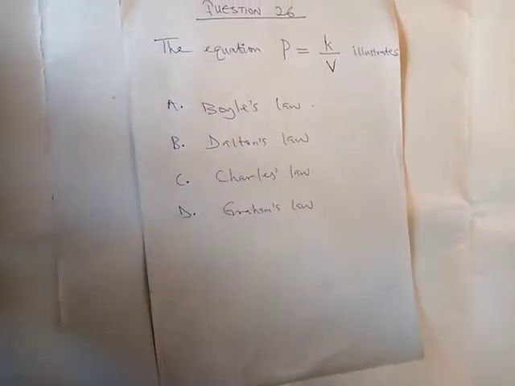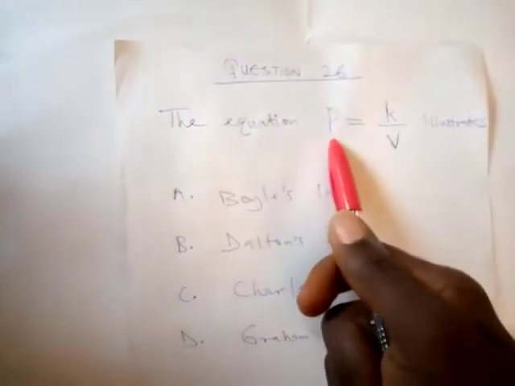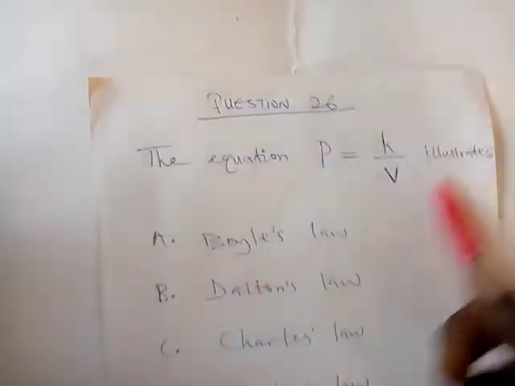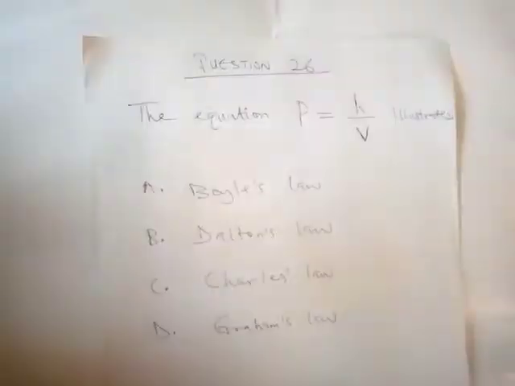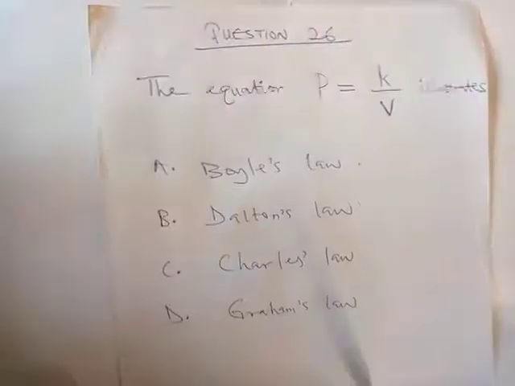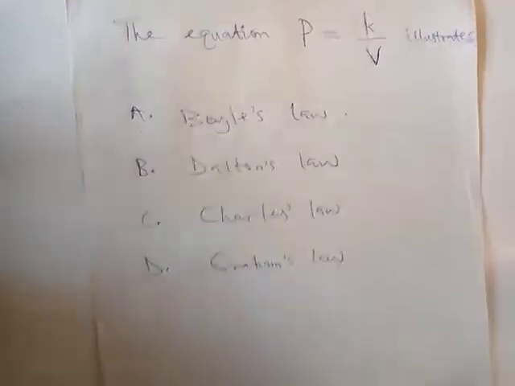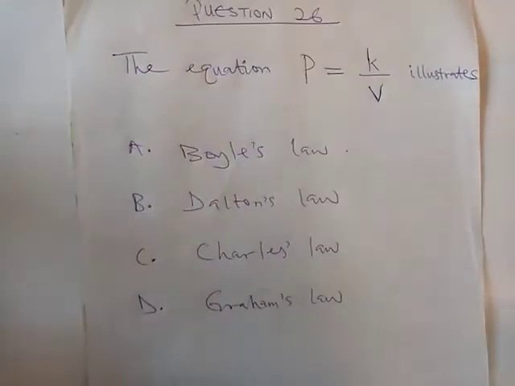So let's see another question. We have the equation P is equal to K over V. This is question 20. What does this equation illustrate? We have to look at it. Let's quickly look at this.